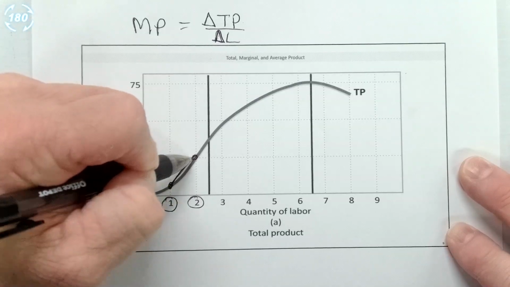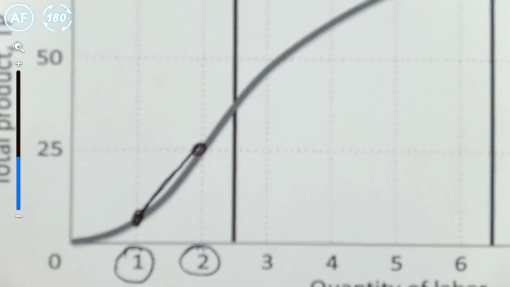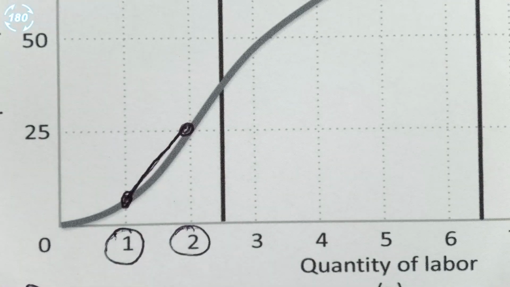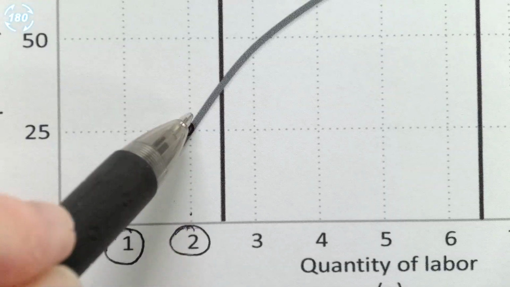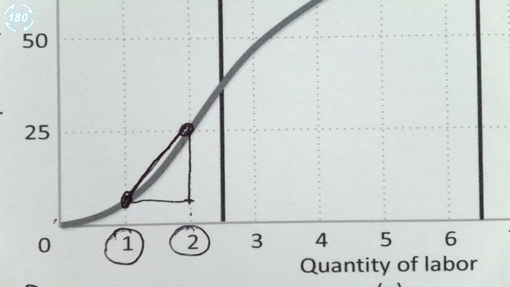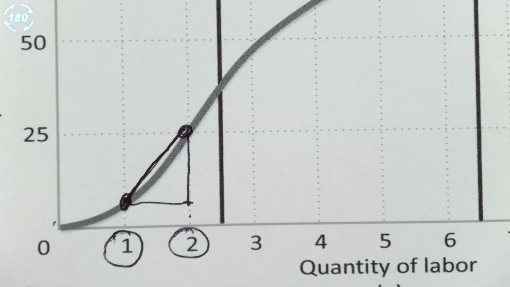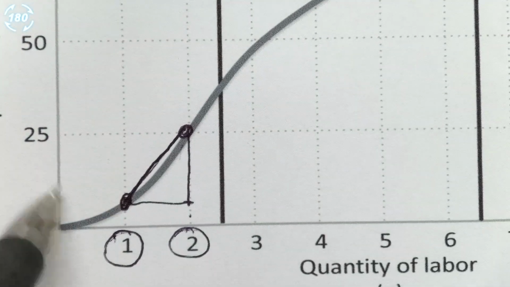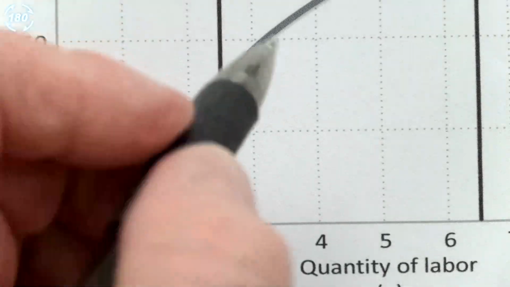The slope of that line there is a different kind of secant line, isn't it? It's a line that doesn't start at the origin. It starts at 1 and goes to 2. The slope of that line, the hypotenuse of this right triangle, is the marginal product of the second worker. Just looking at this graph, it looks to be something on the order of 20 units. We'll go back and look at it exactly in a minute.